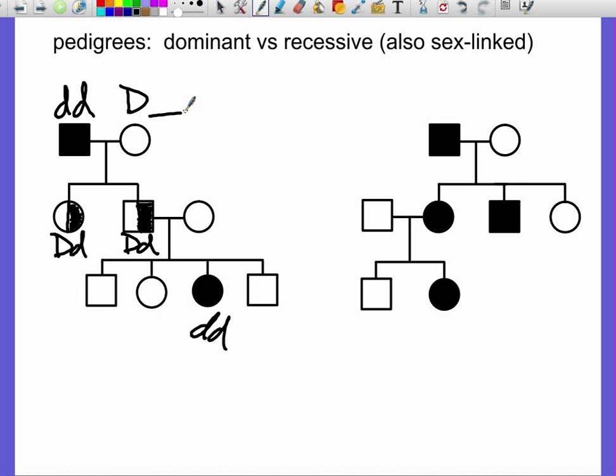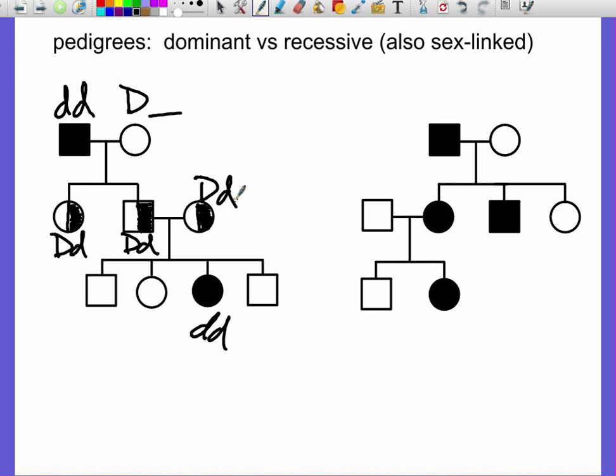When I look in that second generation with mom and dad there, dad is a carrier, but mom also has to be a carrier, and I know that automatically because her daughter is affected. The only way that the daughter can be affected is if she gets that recessive allele from mom and dad. So I do know the mother's phenotype in that second generation.